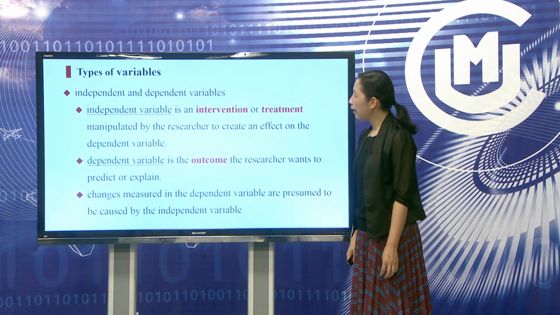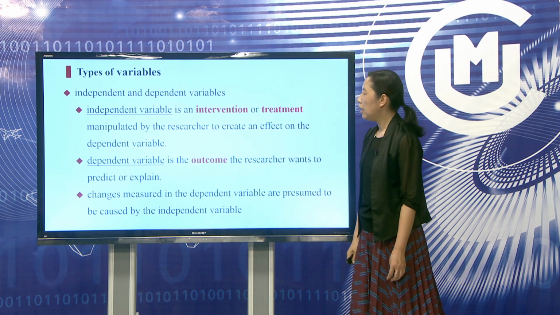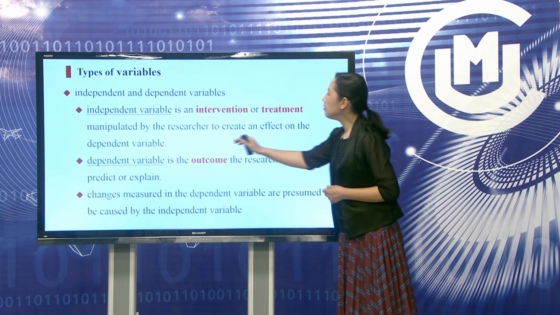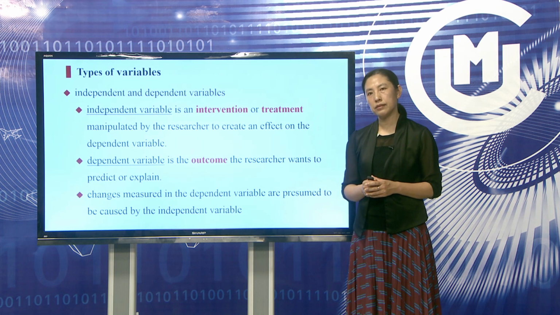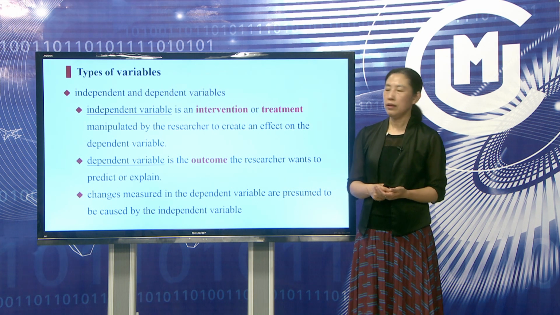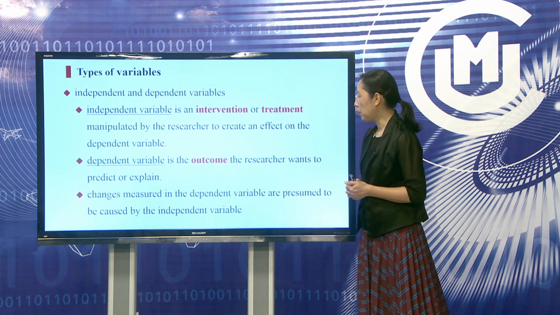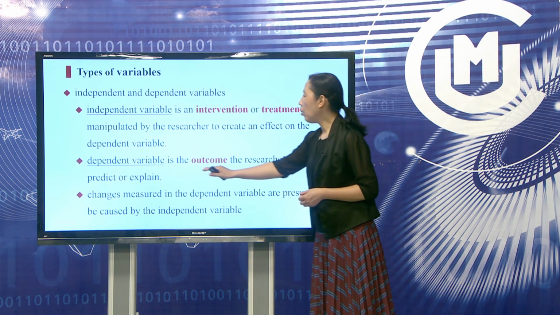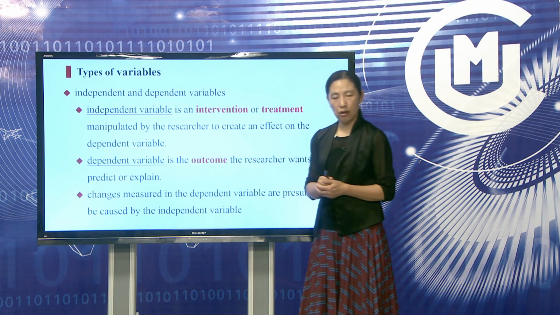So what is the independent variable? The independent variable is an intervention or treatment manipulated by the researcher to create an effect on the dependent variable. In nursing research, sometimes we want to test if one intervention or treatment is much better than the old one. This kind of thing is an independent variable. The dependent variable is the outcome the researcher wants to predict or explain. So remember, the outcome is the dependent variable.